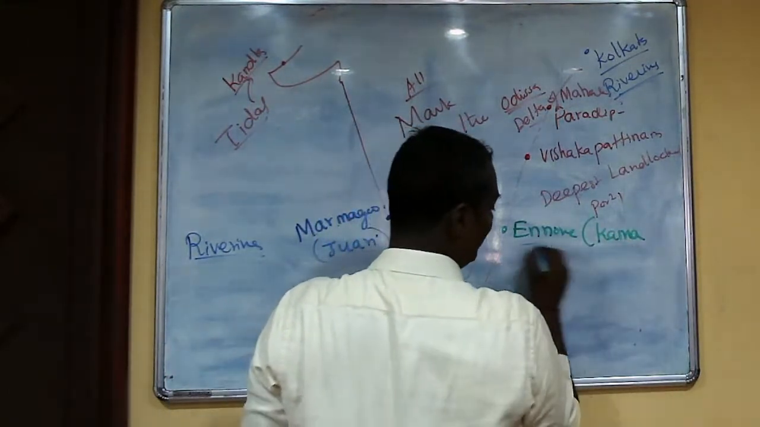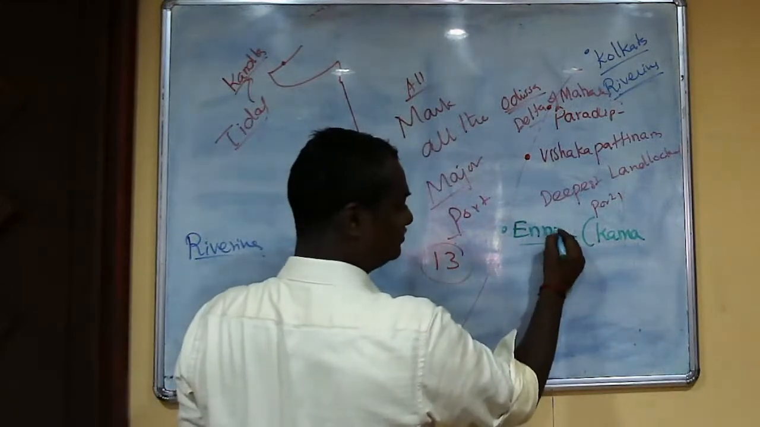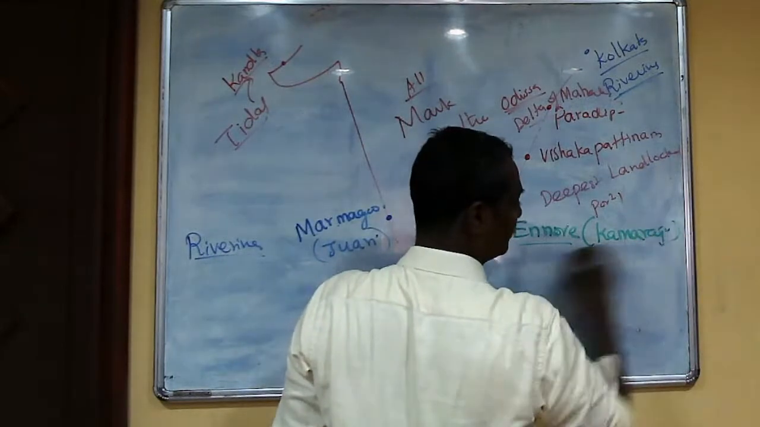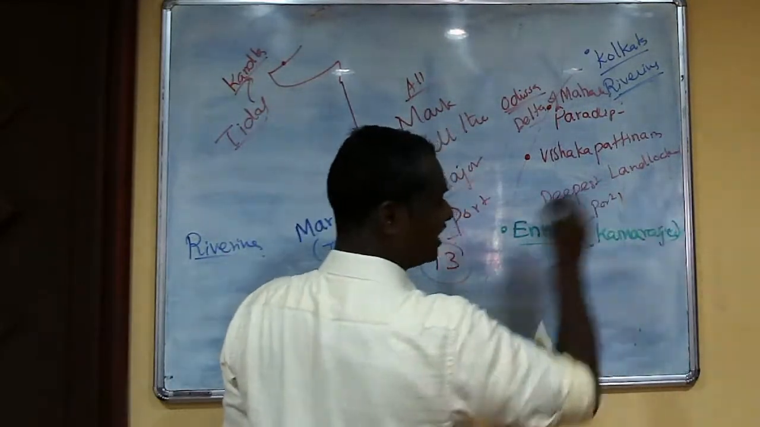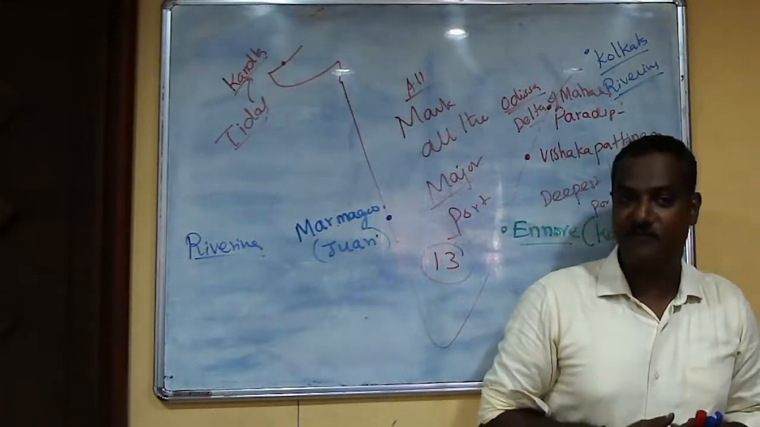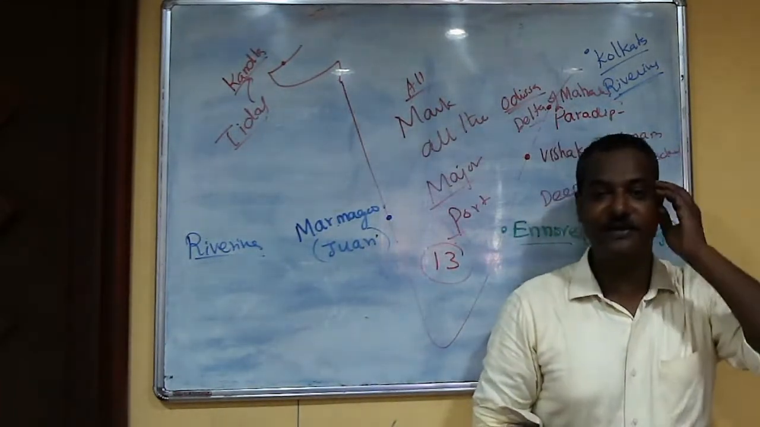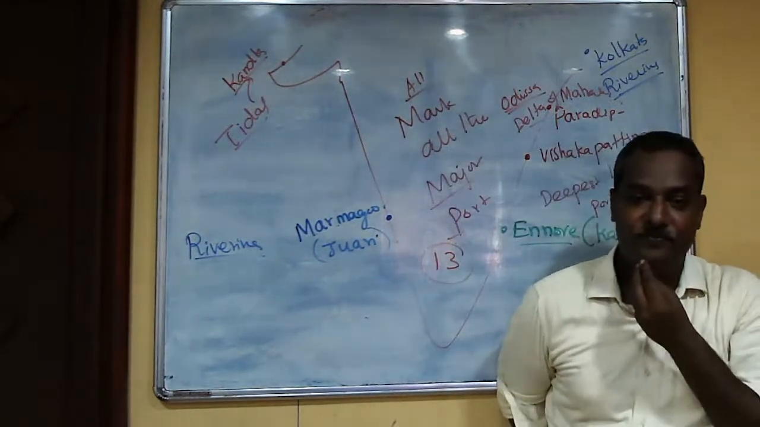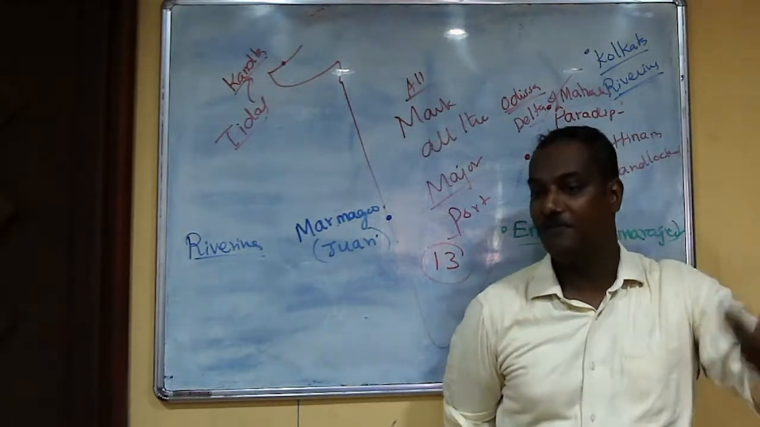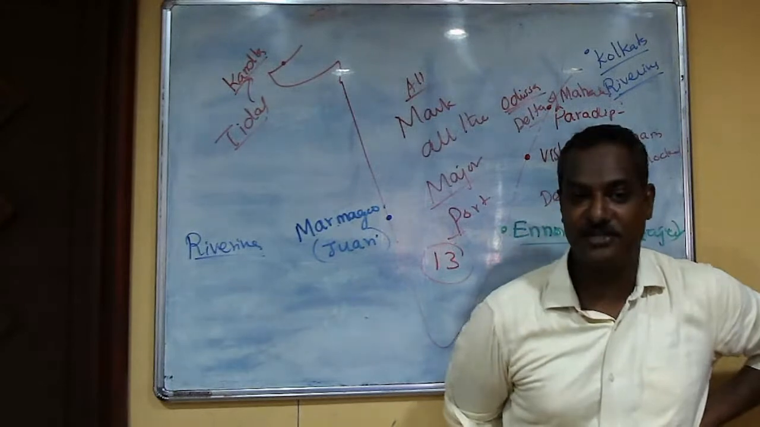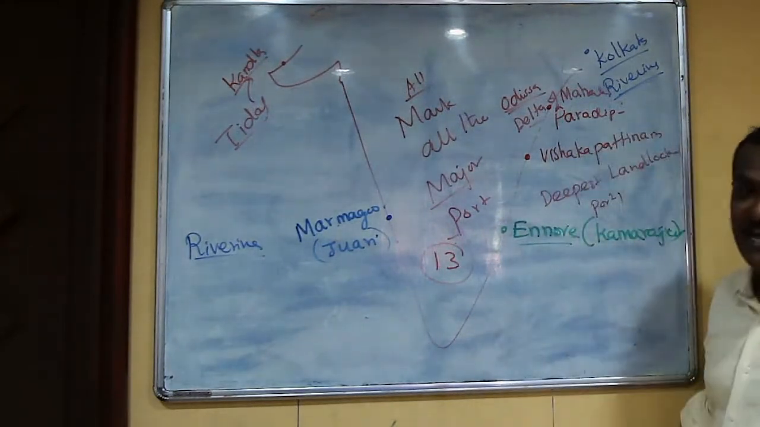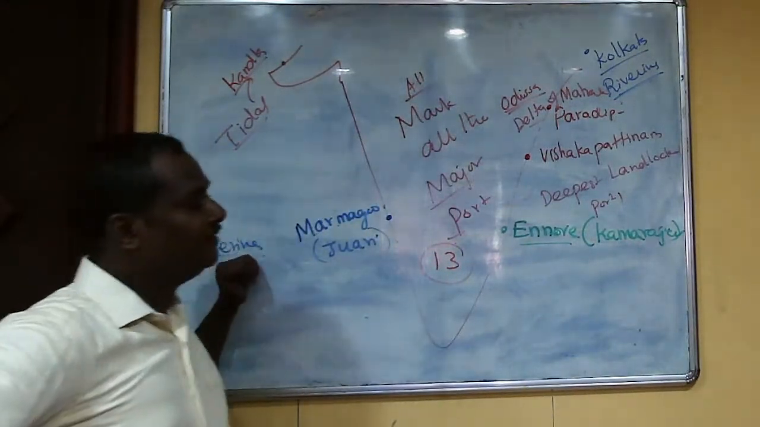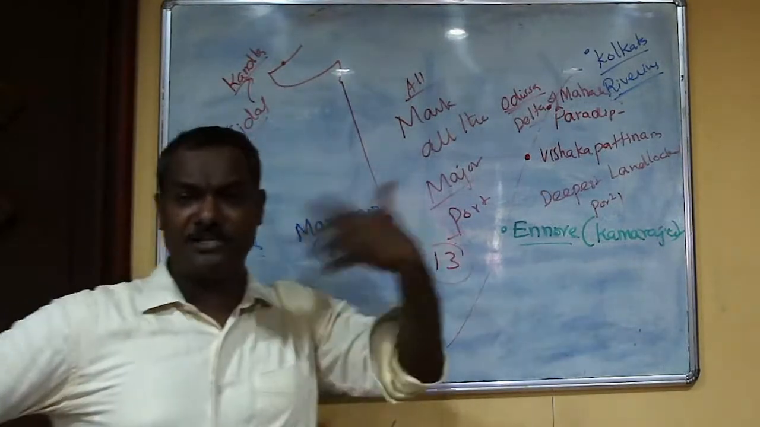Kamarajar. Ennore, E-N-N-O-R-E. Kamarajar port. Kamaraj was a CM. In fact, he was known as the kingmaker of India when Indira Gandhi became prime minister after the death of Jawaharlal Nehru. He decided who would be the prime minister of India. Such a great person, Kamaraj. He was known as the kingmaker of India. So Kamarajar port, Ennore port, Shyama Prasad port.